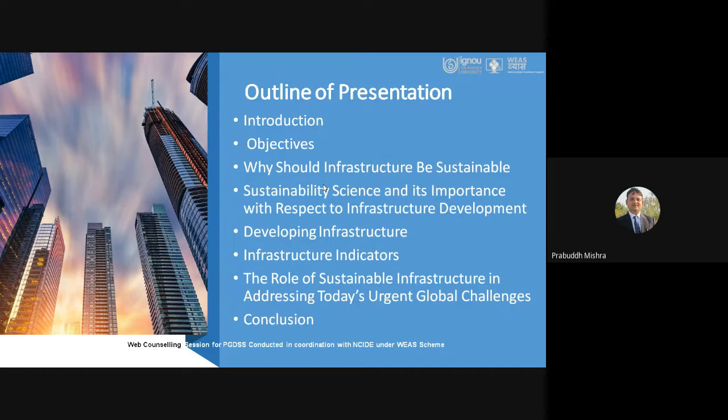And finally, we'll see what is the role of sustainable infrastructure in addressing today's urgent global challenges. Today we are having lots of challenges, and infrastructure is one of the major challenges. We have to see it in the context of developed nation and developing nation, in the context of rich and poor, in the context of core and periphery. And we have to see how we can build a sustainable infrastructure which is for everyone, which is not only for the rich people, which is not only for one section of society. So this is my brief outline of what I'm going to discuss today.